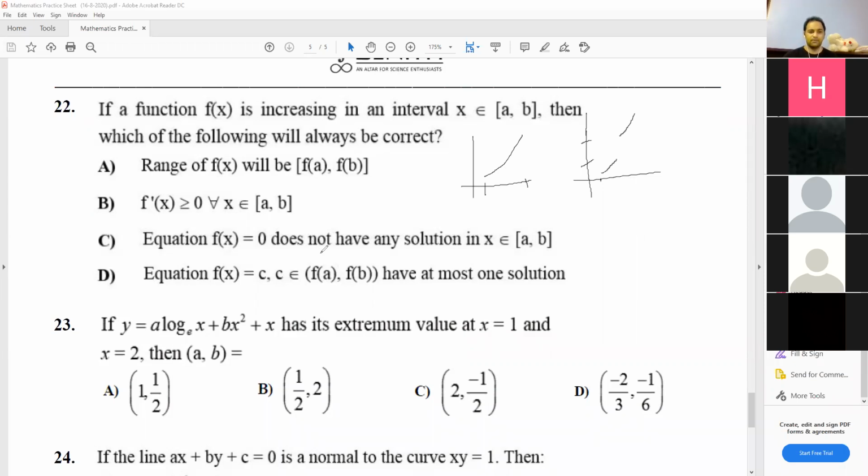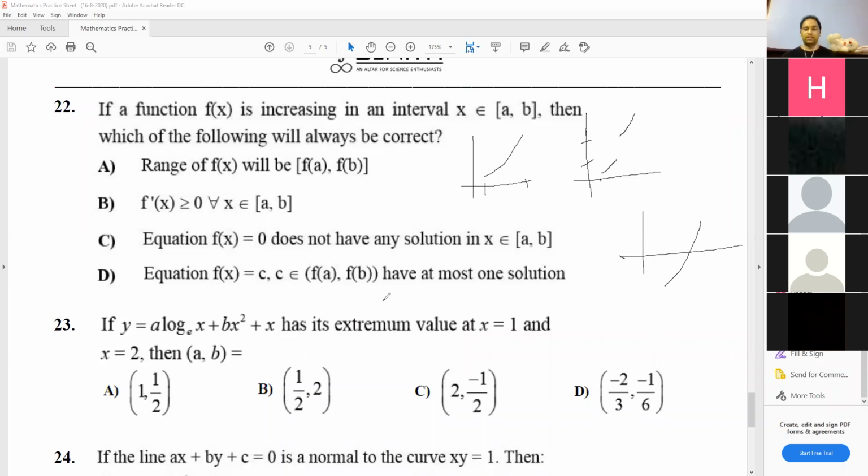सर, जीरो जरूरी नहीं है एग्जिस्ट करे. Does not have any solution. ये तो बकवास है यार. We can very well have an increasing function which is something like this. X axis को cut कर रहा है, क्या problem है? So in that case, f(x) equal to 0 will have a solution, right? And what about equation C? What about D?